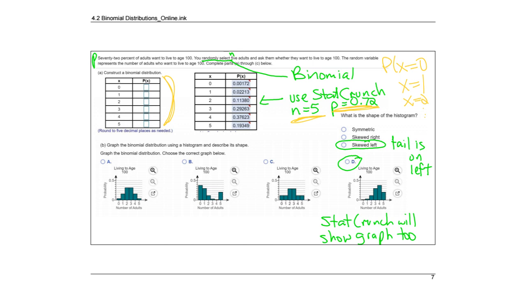So for the most part, the bars are all climbing until the very last one. And so that means that D would work. And then it's going to ask you if it's symmetric, skewed right, or skewed left. So since the tail is over here to the left, this one is going to be skewed left. So let StatCrunch do the work to help you fill in the table. And then from there, pick your graph and see if it's skewed or if it's symmetric.